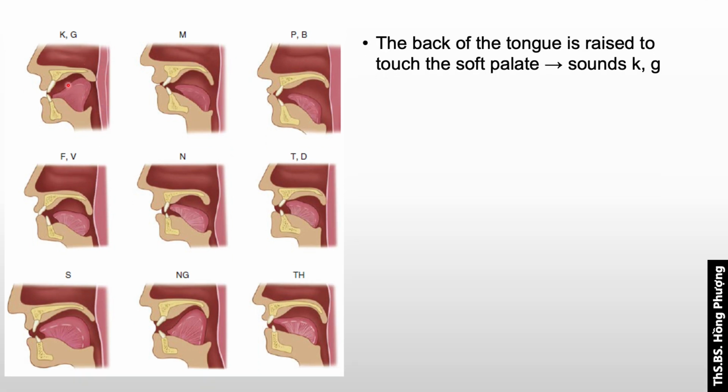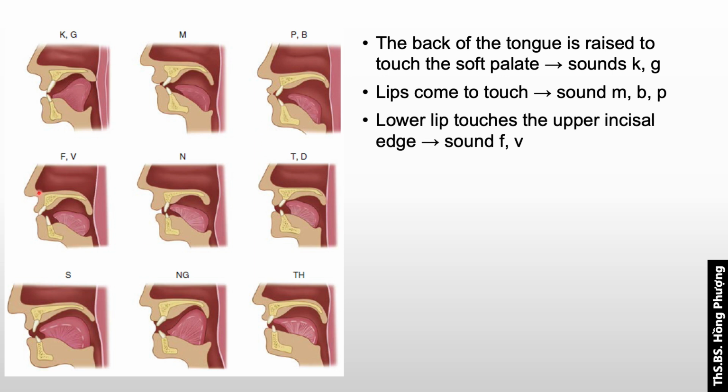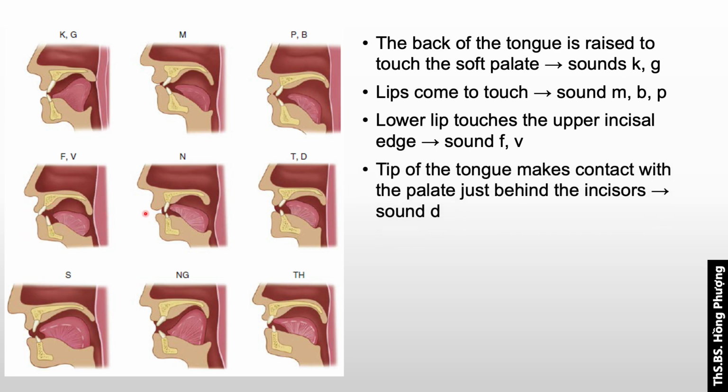When the back of the tongue is raised to touch the soft palate, it can create the sounds K and G. And when the lips come to touch each other, we can create the sounds M, B, and P. And when the lower lip touches the upper incisors, we can create the sounds F and V. If the tip of the tongue makes contact with the palate just behind the incisors, we can create the sound D.